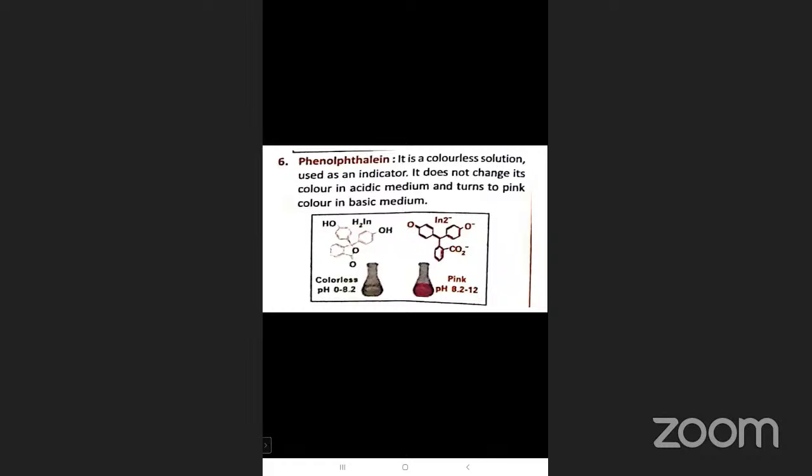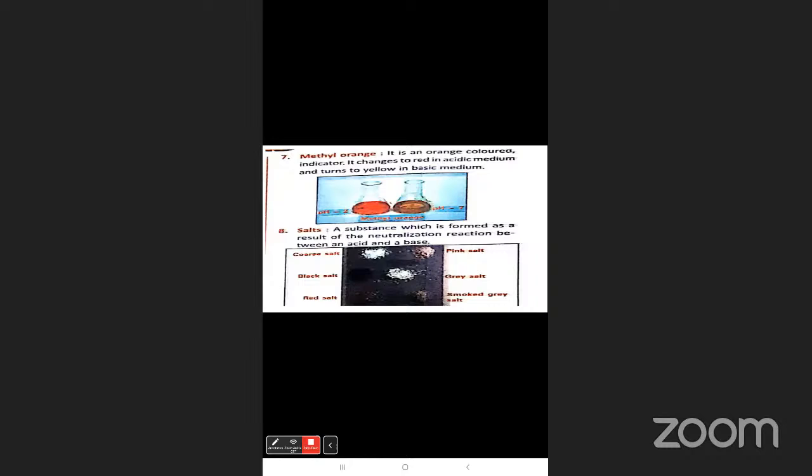So look at here, the next one, methyl orange. Here methyl orange is also an indicator. It is an orange colored indicator. It changes to red in acidic medium and turns to yellow in basic medium. So actually the color of methyl orange is orange here. When we add this methyl orange to acid solution, the solution changes to red color. So the red color indicates that the solution is acid. And next, if we add this methyl orange solution to base, the solution changes into yellow color. So that yellow color indicates the solution is in basic medium. So this is methyl orange.